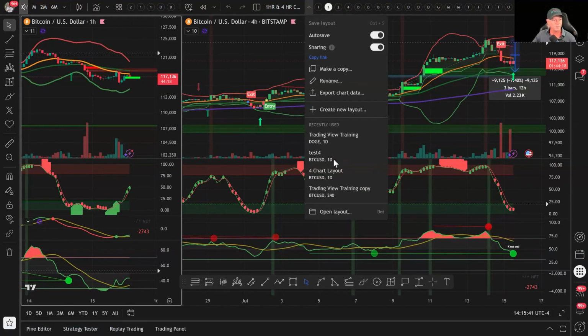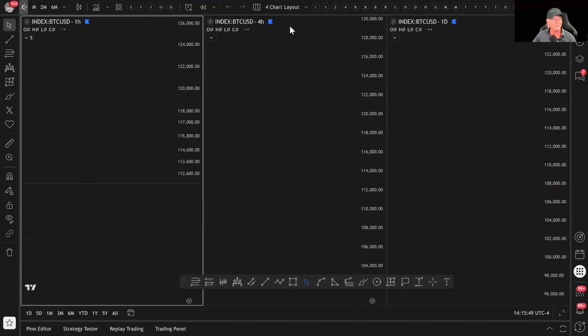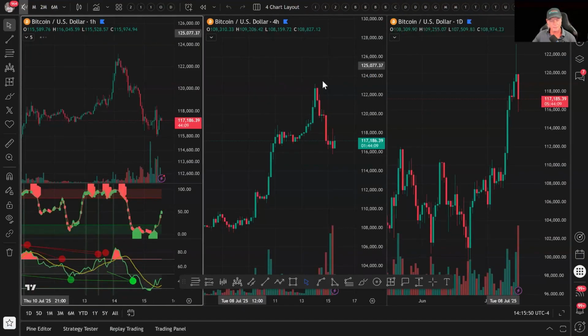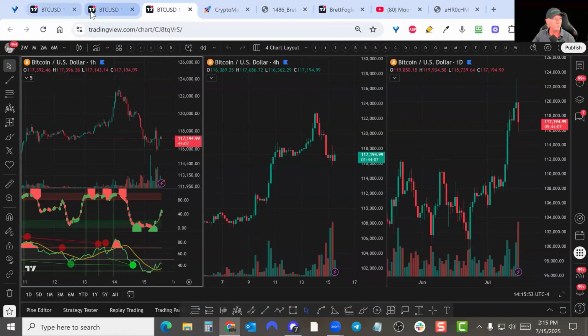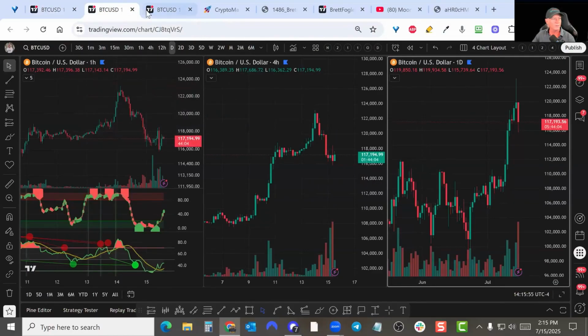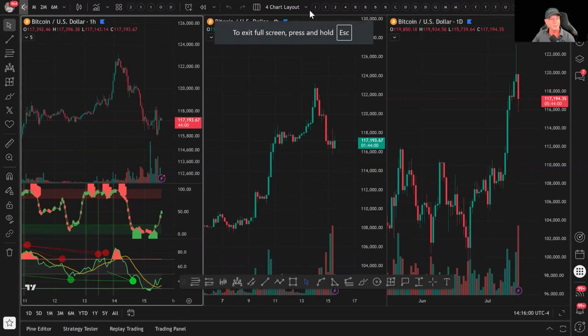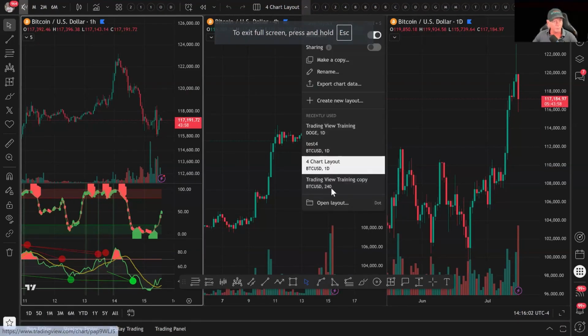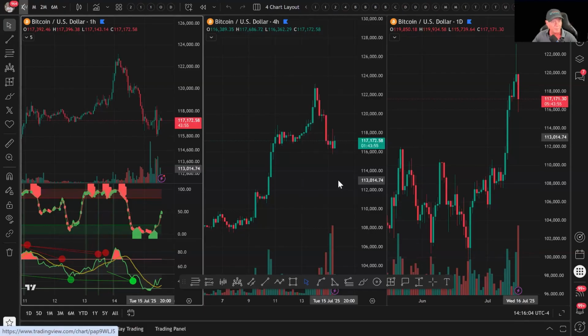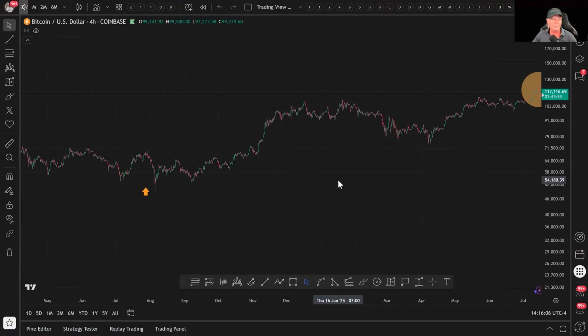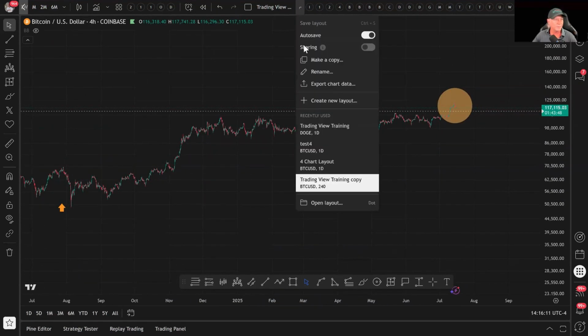You can always come under here and go into open layout. The four chart layout, was that what we were doing? No, I think I already have that one loaded over here. This one was a little bit different, but excuse me, I think I buggered it. TradingView training copy, that's it. And we're back. What? No, I guess not. It's the wrong one. I didn't save it for the right one. TradingView, trading Doge.